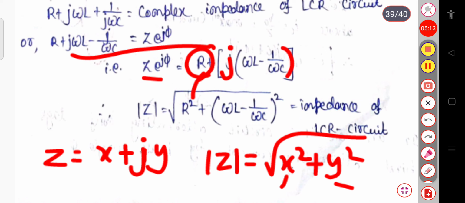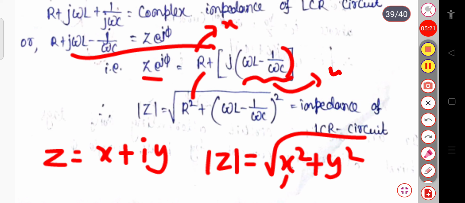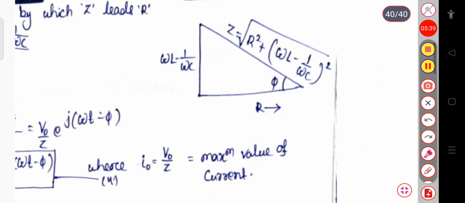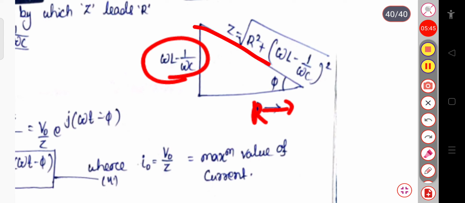So this R plus j into (omega L minus 1 by omega C) can be treated as, suppose this is x and this total value is y. Now this will be the square root of R square plus (omega L minus 1 by omega C) whole square. This represents the impedance of the LCR circuit, or this is the magnitude of the impedance of the LCR circuit. Now if I plot a curve between R and omega L minus 1 by omega C, then this will represent Z, the impedance for the LCR circuit, that is the root of R square plus (omega L minus 1 by omega C) whole square.